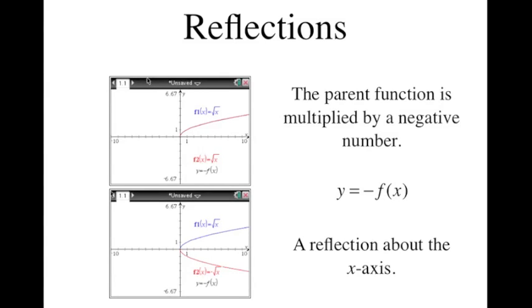What about reflections? All right, so the first one is if we multiply the parent function by a negative number. If we multiply that by a negative number, then we have a reflection across the x-axis.